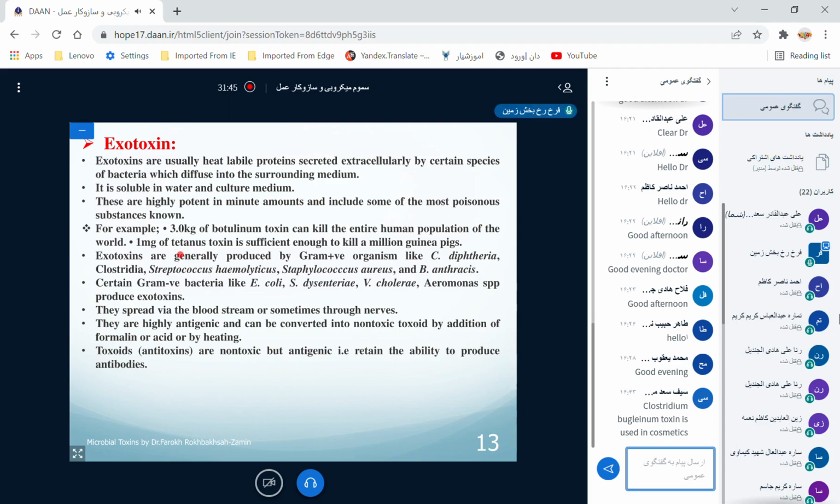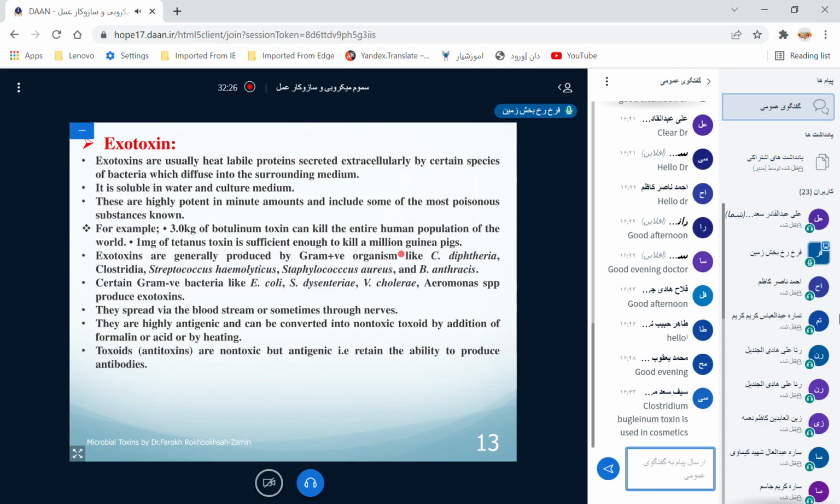If we have only 1 milligram of tetanus toxin, it is sufficient to kill a million animals like pigs. So when we have pathogens, why do we study them? Because when we know clearly our enemies and our friends, we can use them.